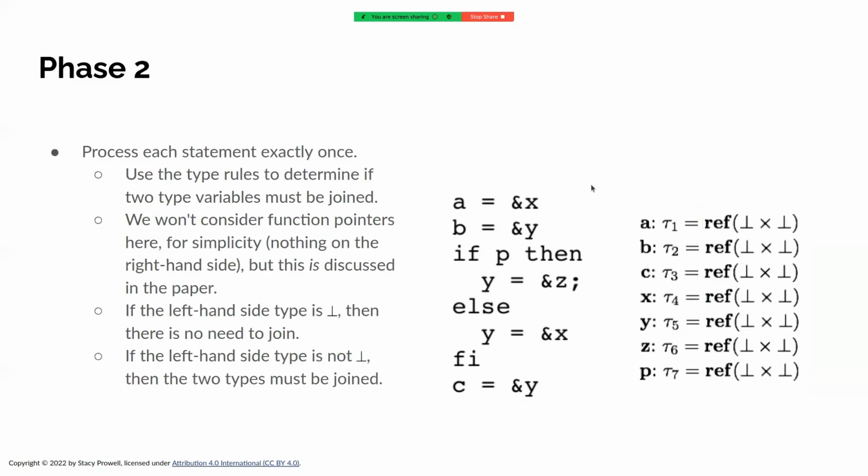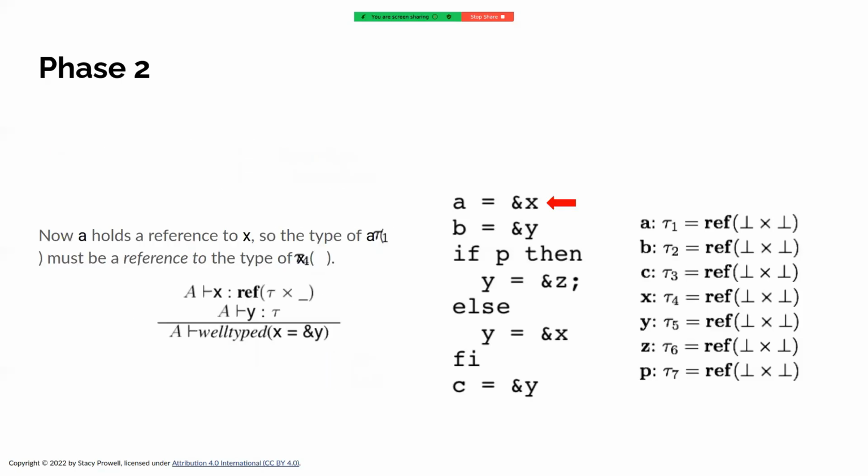So we're going to process each statement of the program exactly once. So it's going to be fast to go through it. And if 2 type variables have to be joined, we'll join them. We won't consider function pointers, so we'll never use the second element of this ordered pair. This is discussed in the paper, but for simplicity, we just won't do that here. If the left-hand side type is bottom, then we won't need to join. And we'll see that. If the left-hand side type is not bottom, then the 2 types must be joined, and we'll see that. So let's just get into it.